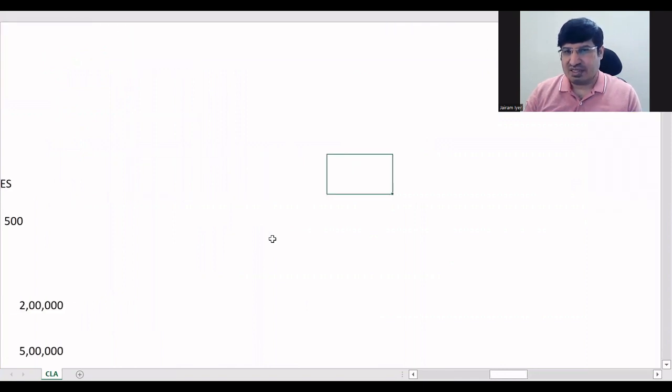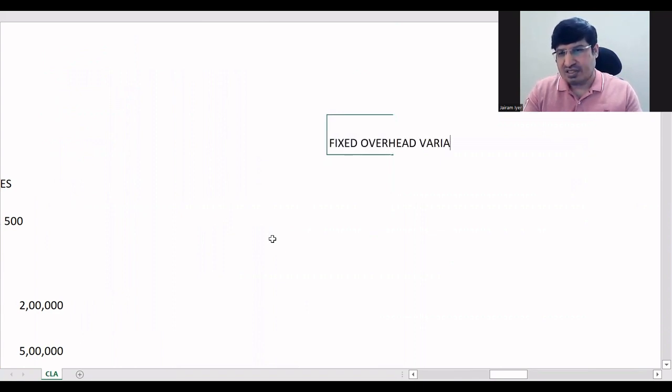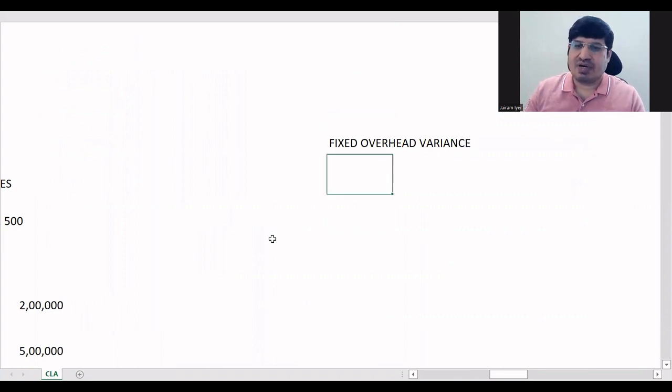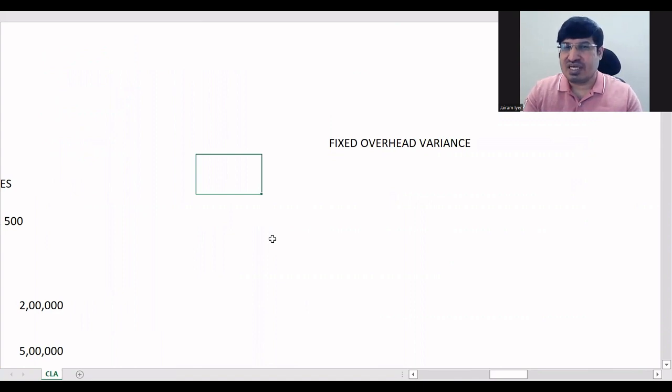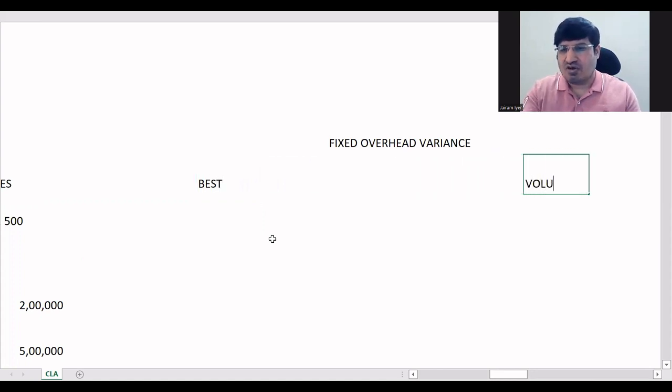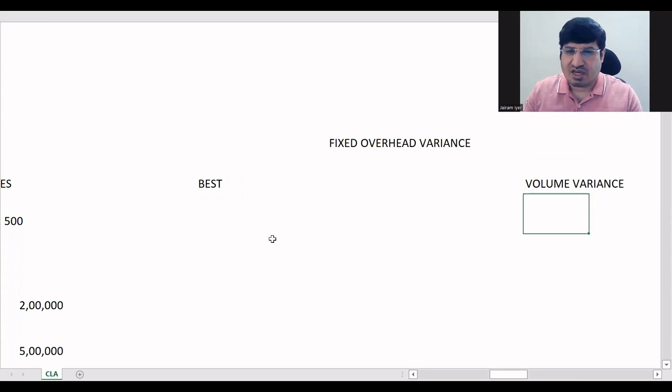Okay, the first thing is fixed overhead variance. First, just to remember, we start with the best volume for us. Best volume is different for different people. So what you have to do is see first the best volume; in it, one category is budget and one is volume variance.